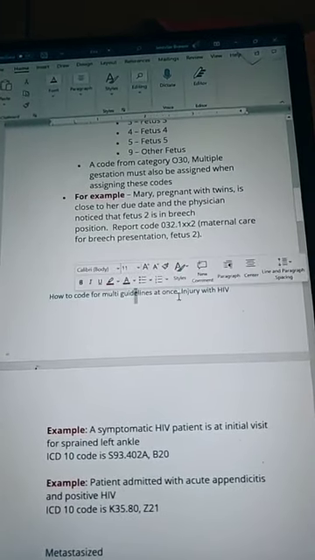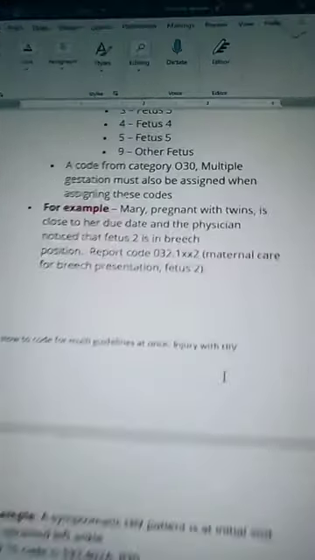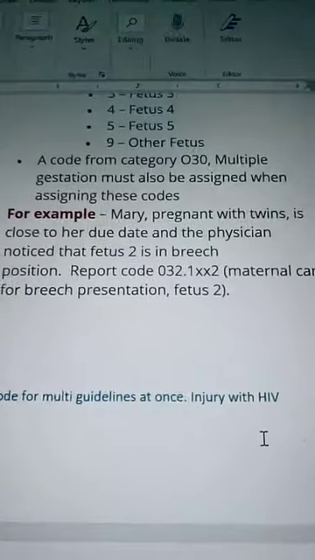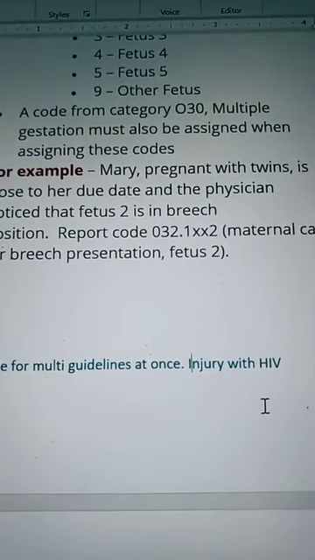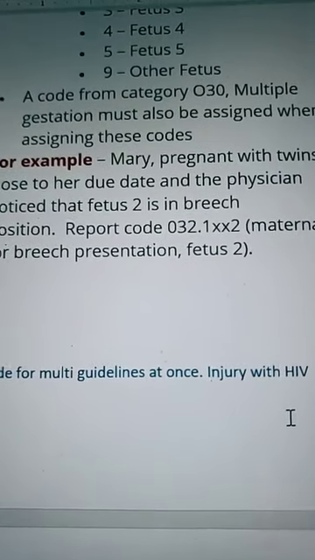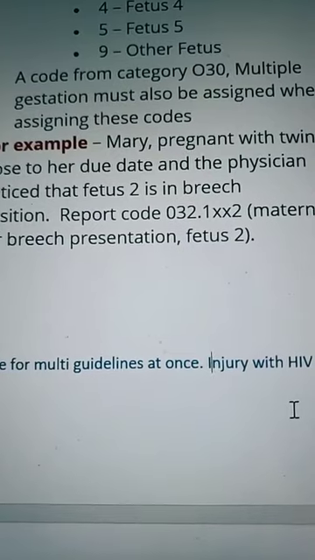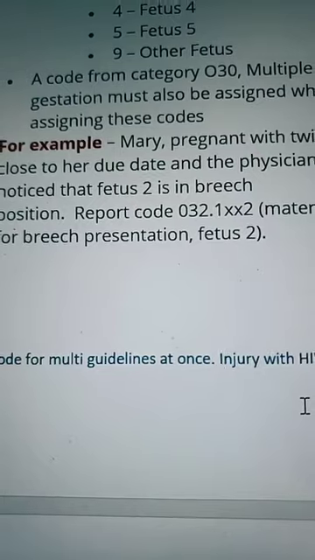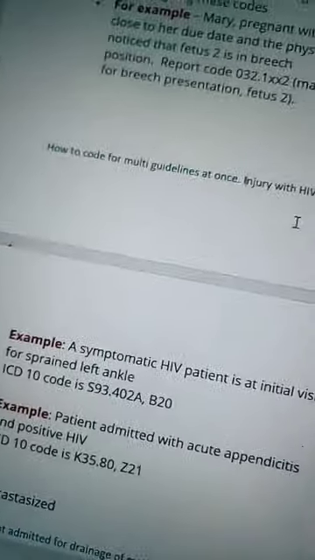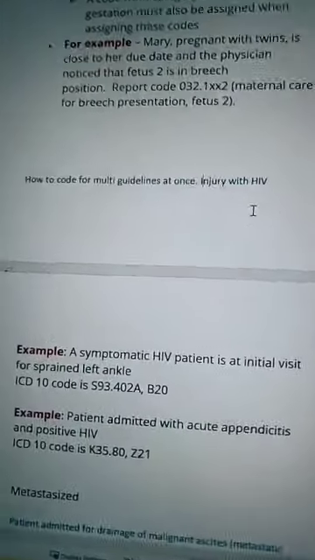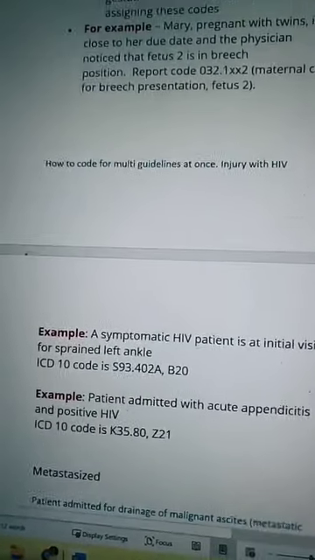How do you code multiple guidelines for once, like injury and HIV, or injury and pregnancy? So whatever they're being seen for is what you will code for. So if they are seen for a fracture in their ankle, they're pregnant with HIV status, you're going to code their ankle injury first. You'll do their pregnancy, and then you'll do their HIV status according to the guidelines in your ICD-10 book. Let's see if I can get this back up here so it's not shaking all over the place from me moving around so much.